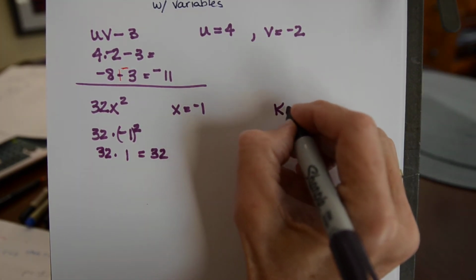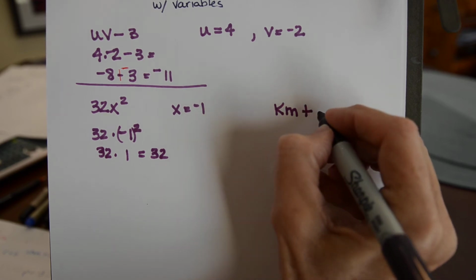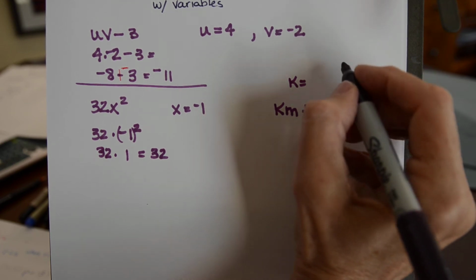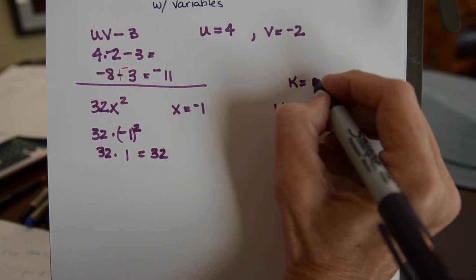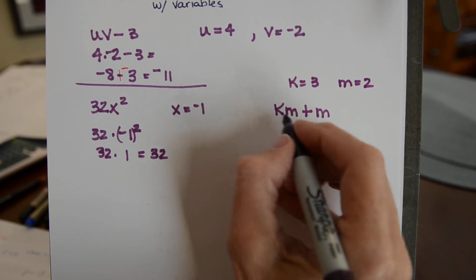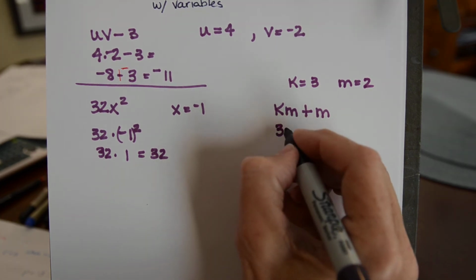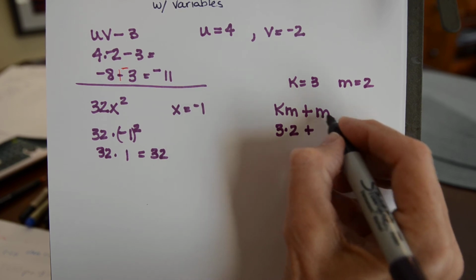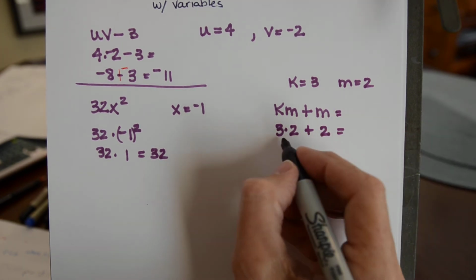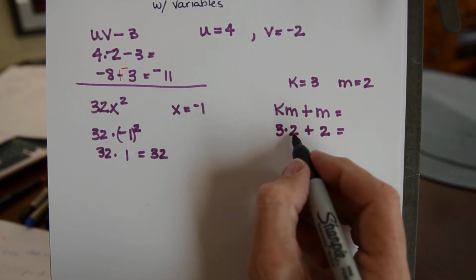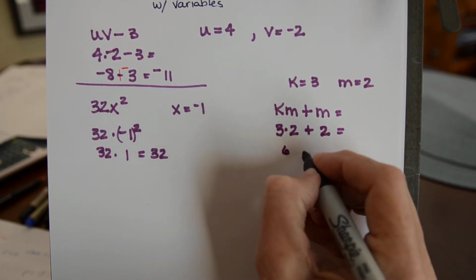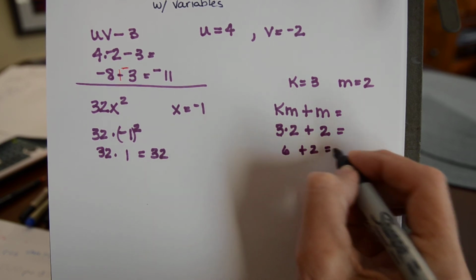Here's another one. km plus m. And they'll tell you that k equals, let's see, I'll make k be a 3 and m be equal to 2. So just plug in those numbers. k is going to equal 3, I'm multiplying, and then I am putting a 2 into that m as well. Now I have to do the multiplication before I can do the addition. Do not be tricked into adding your 2 and 2 and getting 4. So here we have 2 times 3 is 6, and 6 plus 2 gets me to 8.